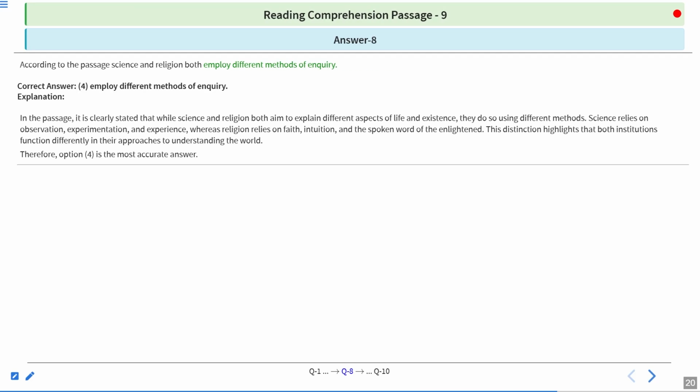And the explanation is in the passage, it is clearly stated that while science and religion both aim to explain different aspects of life and existence, they do so using different methods. Science relies on observation, experimentation, and experience, whereas religion relies on faith, intuition, and the spoken word of the enlightened. This distinction highlights that both institutions function differently in their approaches to understanding the world. Therefore, option 4 is the most accurate answer.